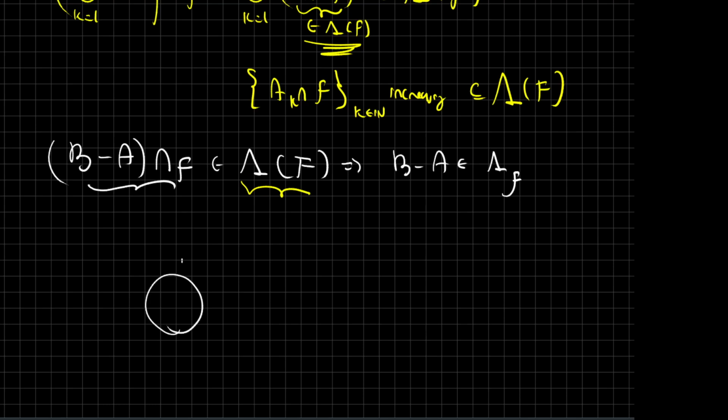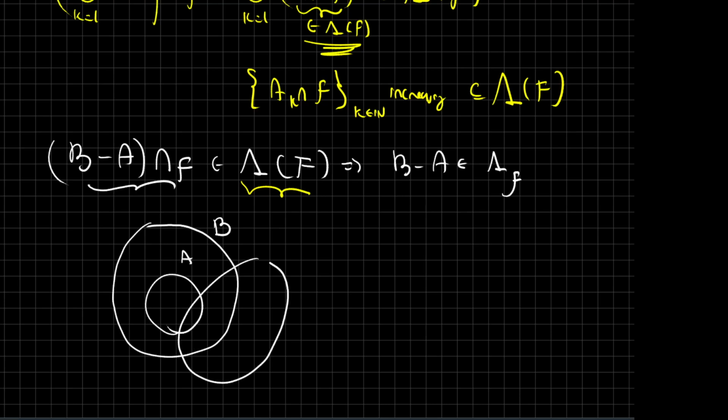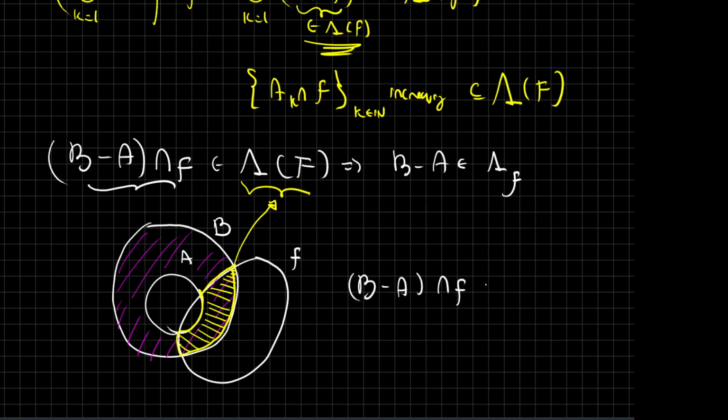I'm sorry. So we have A here and we have B here, and F could be here like this. So B minus A is this thing here, and the intersection with F will be just this part here. So the question is, is this little set inside this one? And the answer is once again yes, because you know that this is equal to B intersected with F minus A intersected with F.